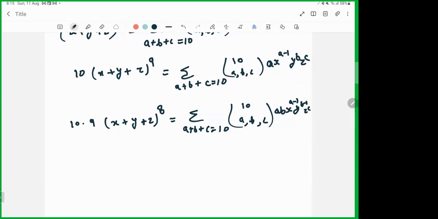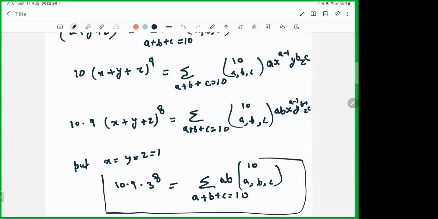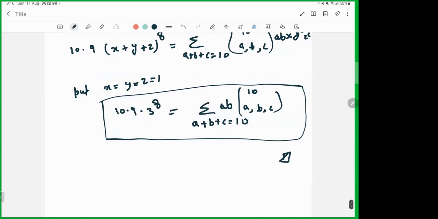So then you need to compute this thing, right? So just put x, y, z one. So you get the required thing. I hope it is clear. Now you can do this kind of problem. So is this clear? Yes. Abhishek? Yes, sir.